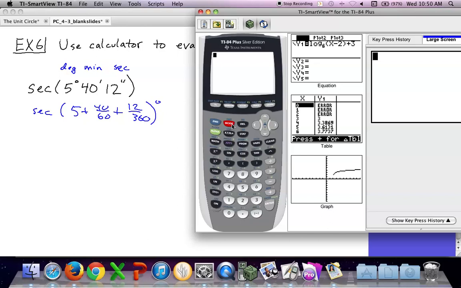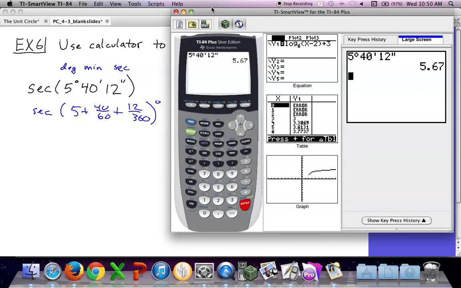If I want to enter this in the calculator in degrees, minutes, and seconds, I would say 5, second apps 1 for degree, 40, second apps 2 for minutes, and then 12 alpha plus for the seconds. And now when I hit enter, it's going to turn it into a decimal. You could either enter all of this in the trig function like that, or you can enter the decimal value. It'll be the same thing by then.